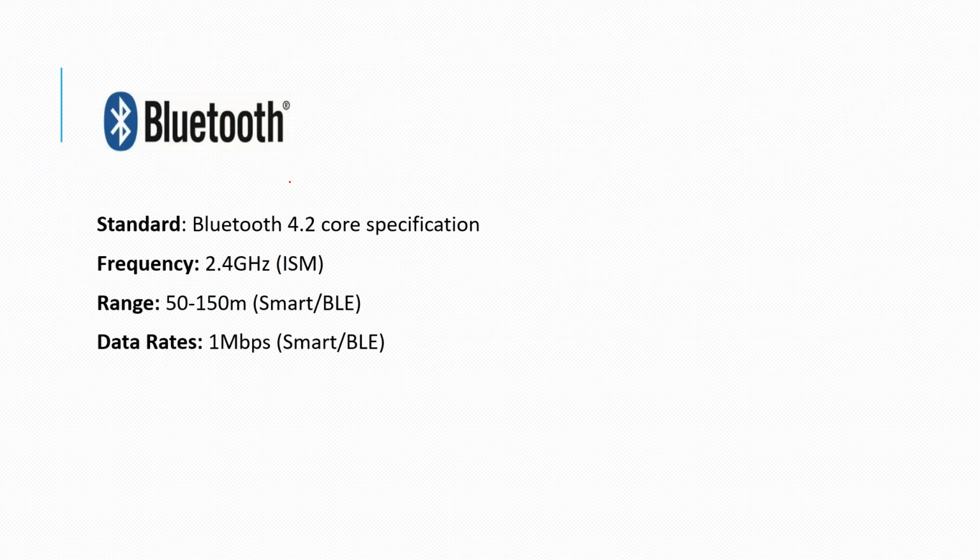Bluetooth recently launched a new product that is a gateway based system, not end to end, and it is based on BLE 5.0. Its range is also very good, something like 50 to 150 meters, or more than that, and the data rate is around 1 Mbps.